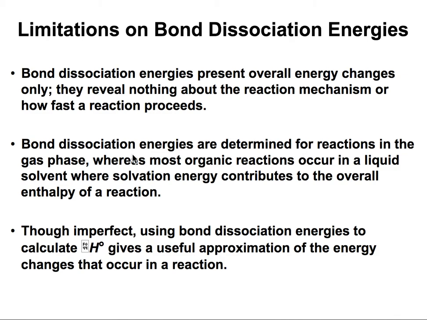Also, another thing that you have to realize is that bond dissociation energies are determined for gases, and reactions usually happen in a solvent. So even though they are a good approximation, they are not perfect, and they have some limitations, because when you use a solvent, we have to consider other issues like solvation energies. And even though it's not perfect, it gives us a very good picture of what the energy changes are going to be in this reaction.